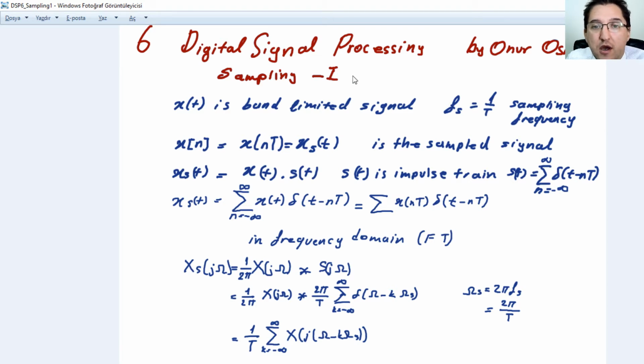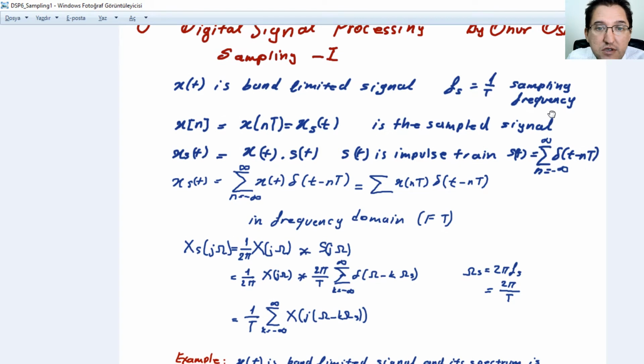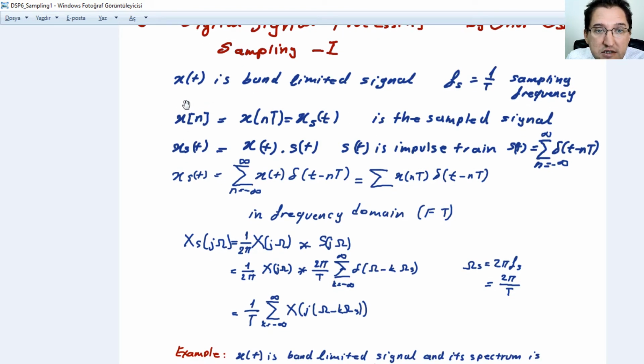In part 1 I will inform you about sampling and the relation between the Fourier transform and the discrete time Fourier transform. For example, we have a band limited signal x(t), and here fs is the sampling frequency, and x[n] is the sampled signal, which equals x(nT) and n is an integer here. T is the sampling period, and xs(t) is the sampled version of the continuous time signal.